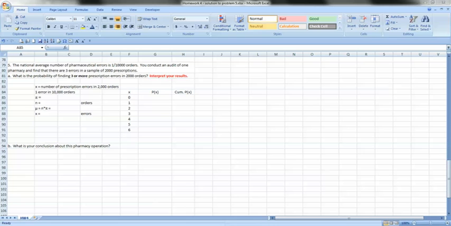I've pre-labeled a few cells in here just in the interest of saving some video time for you. So the X is the number of prescription errors in 2,000 orders. And we have our X listings over here, but specifically we were looking for 3. Our error rate is 1 error in 10,000 orders. So that makes our pi equal to 1 divided by 10,000. And our N value is 2,000 orders.